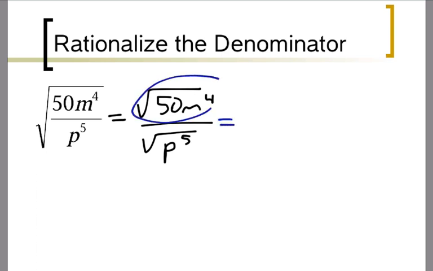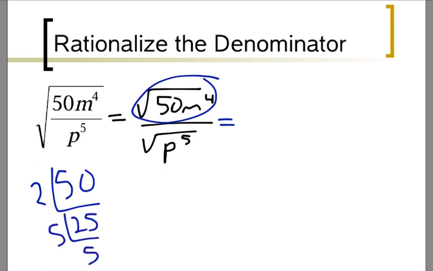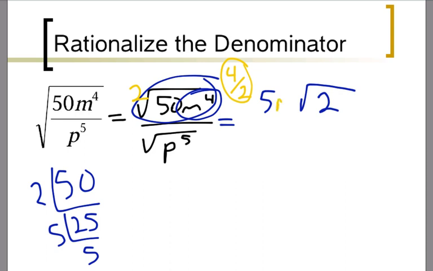The top, I could take my 50, do a hockey stick, and get 2 and 25, 5 and 5. So that gives me 5 root 2. Actually, I'm going to give myself a little space. Root 2. And then the m to the 4th. What you want to do is you take your 4 and divide it by what the number in front was, which is a 2. And because it goes in twice, that means I get to pull out 2 m's. In other words, m squared.